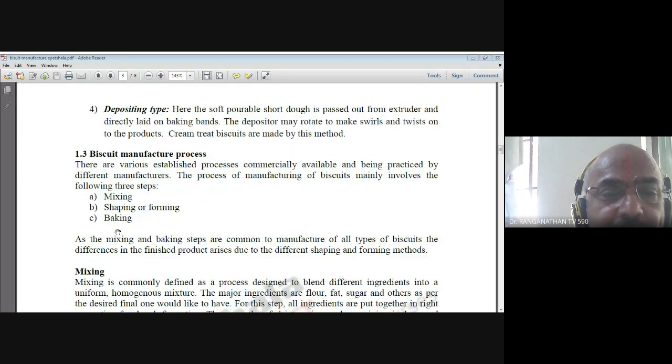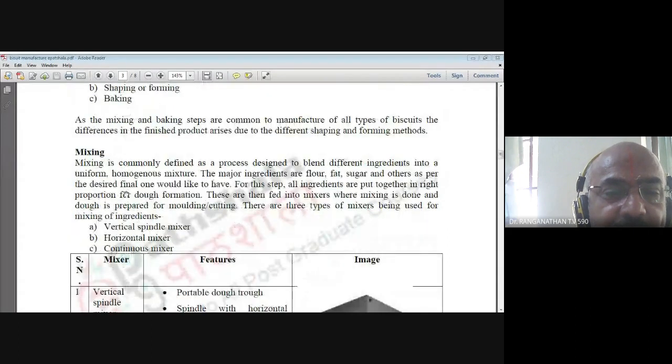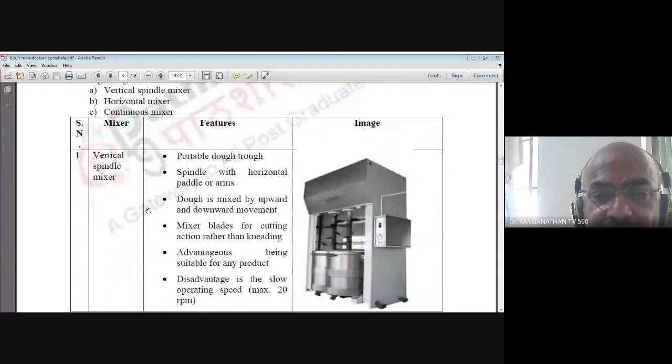Mixing, shaping, or forming. Again, as I already told you, depending on the process of mixing, whether water is added to the flour and made as a dough, or whether the sugar and fat are creamed and then the flour is added, you have the hard dough and the soft dough or short dough biscuit. Fine. So the mixer, vertical spindle mixer, horizontal mixer, details you can see.